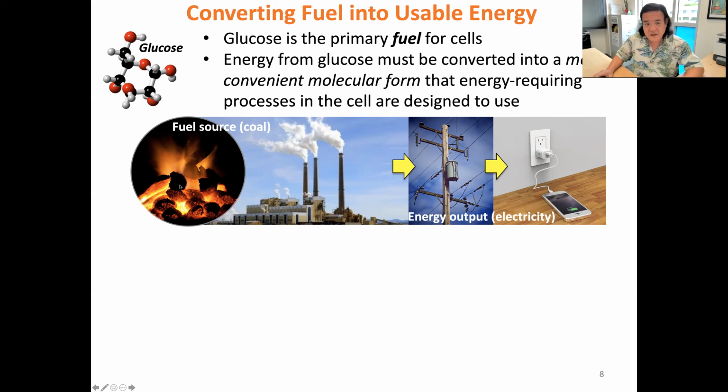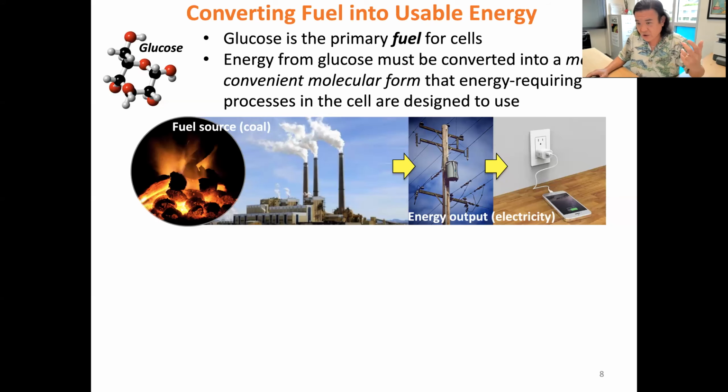So think about this. Here's the burning of fossil fuels as an analogy. You have coal, which of course you realize is a fuel source. That coal goes to coal burning factories and is converted into electricity. And then the electricity is a much more convenient form of the energy that was contained in the potential energy of the coal. It makes for much easier distribution all over the place, ending up in, for example, an outlet in the wall of your house. And so at the outlet, you can plug in something like your phone to charge up.